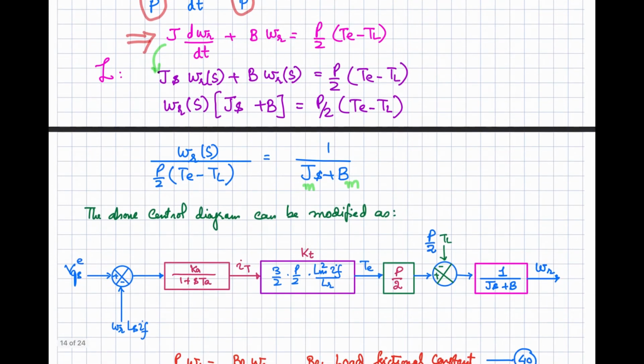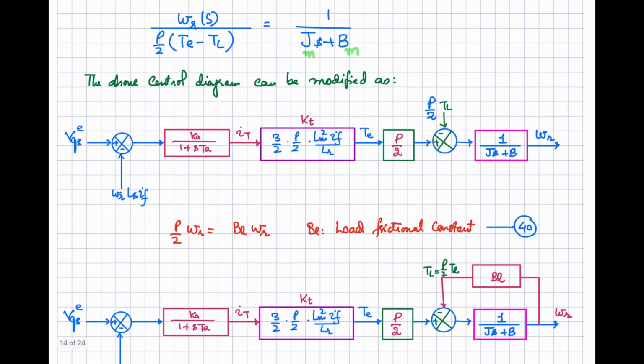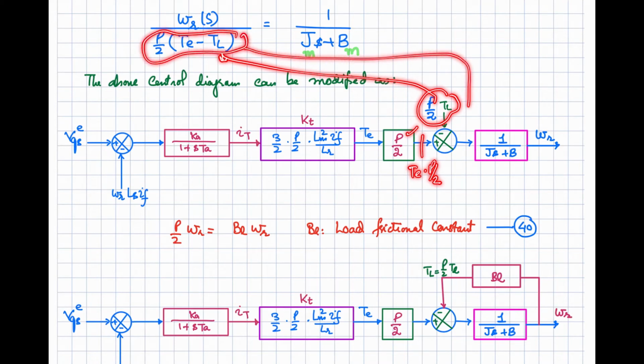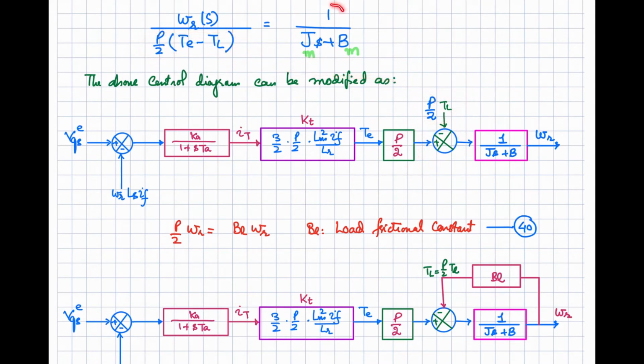So we have developed that one, that omega r, how it is linked with the Te. So now we are going to add it in the control diagram. This is the previous part of the control diagram. Now along with that, if you multiply this Te with P by 2, over here you have Te into P by 2, and from that you subtract P by 2 into TL, that is this part, right? So you get this term over here, and then multiplying it with this term 1 by (Jm S plus Bm), you will be getting the omega r at the output, right?